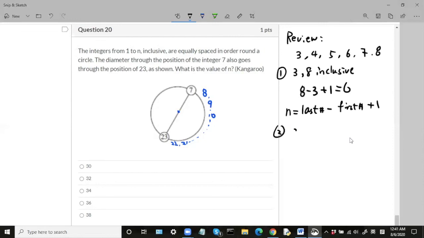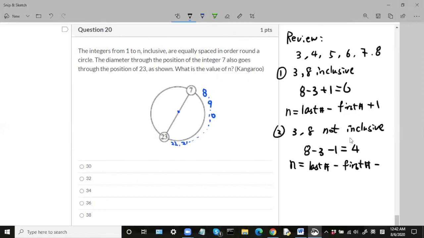And if 3 and 8 are not inclusive, then we have 8 minus 3 minus 1. Actually, that is 4. Not inclusive, only 4, 5, 6, 7, only these 4 numbers between 3 and 8, not including 3 and 8. So that's the 4 numbers. So the formula equals the last number minus the first number, and minus 1.